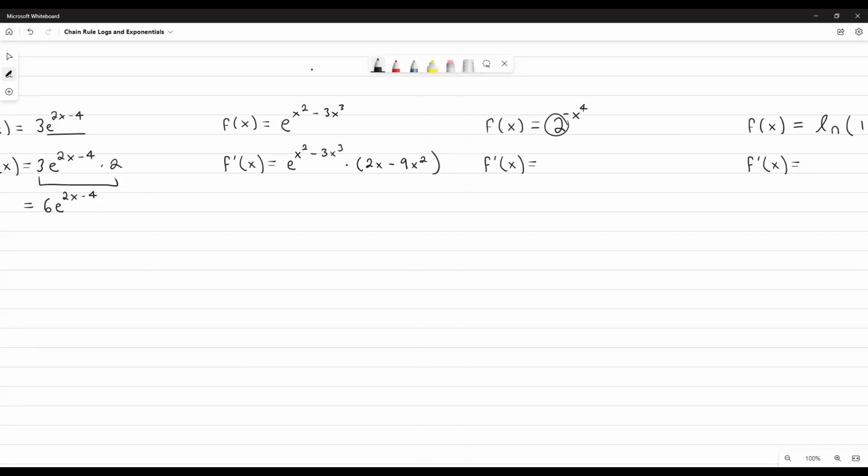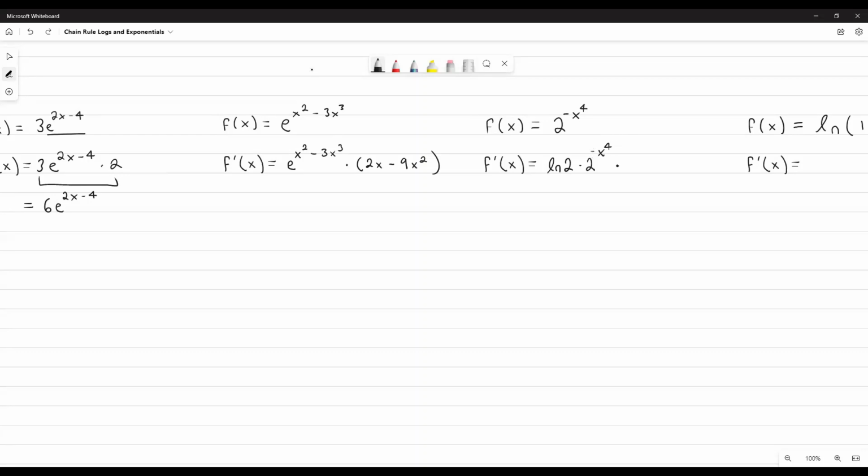Now here we have a 2 in the base instead of an e. So you have to remember that the derivative of a number to the x includes the natural log of that number. So this is going to be similar to the e to the x problems, but we're going to put an ln2 in front, then the term exactly as it is in the problem, and then the derivative of the argument.